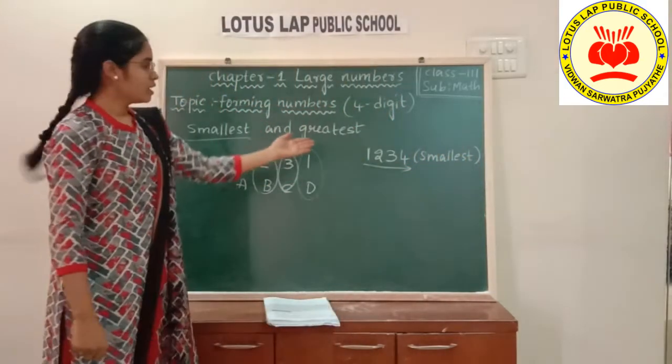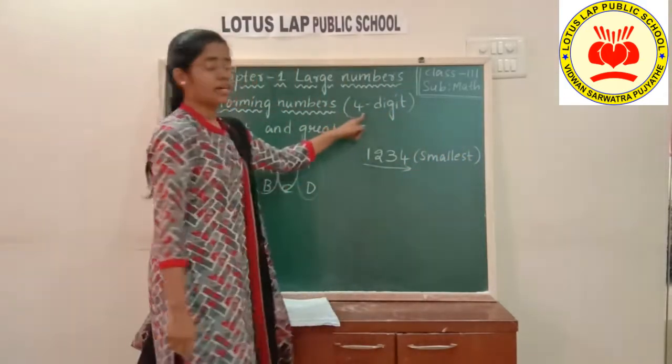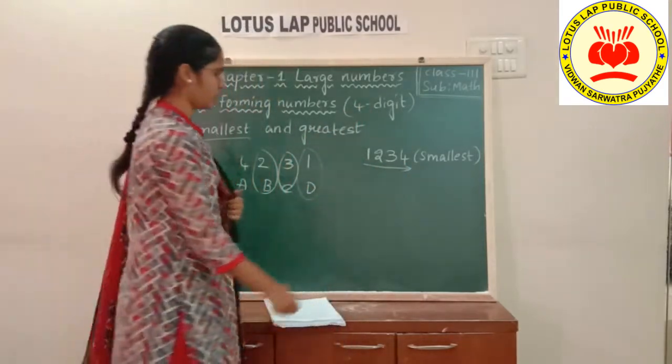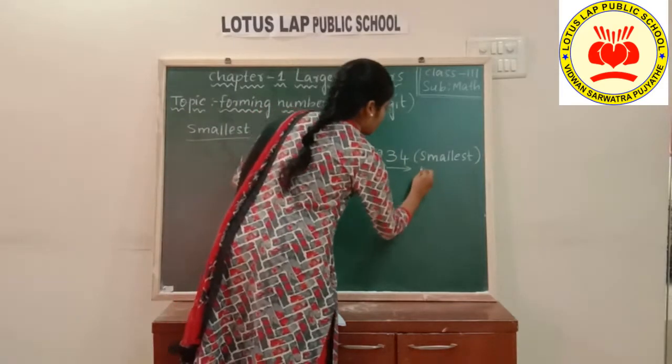This is going to be my smallest 4-digit number. See, definitely we are discussing 4 digits. There must be 4 digits, children. That is the thing you need to keep in your mind. Okay, smallest 4-digit number.